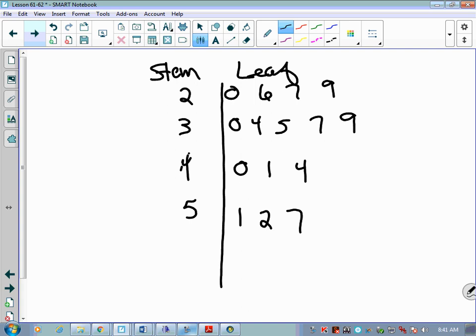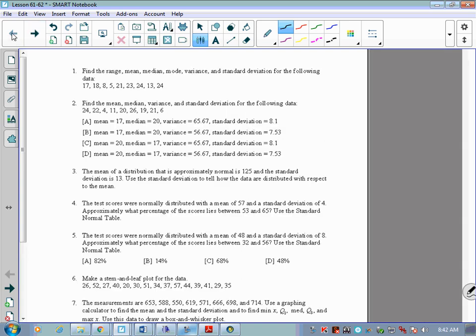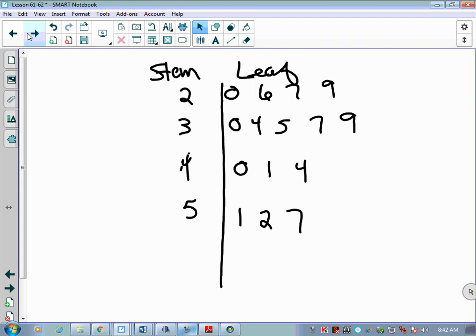So I think you guys can handle that. I don't think that needs a ton of review. Okay, number 7 gives me some measurements here. It says using graphing calculator, find the mean and the standard deviation to find your minimum, your Q1, your median, your Q3, and your max. Use this data to draw a box and whisker plot. All right, so you have that data right there.